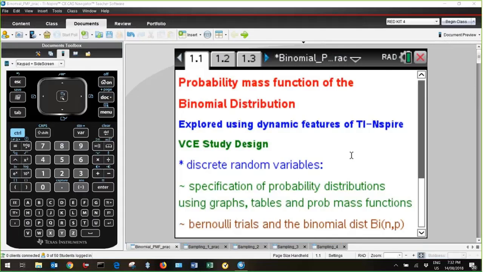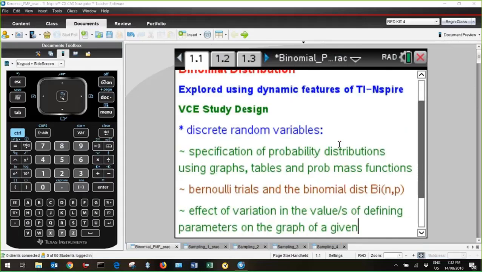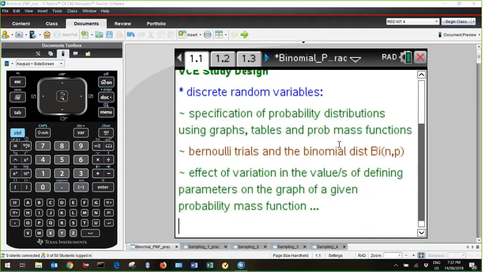I'll be talking about the probability and statistics area of study. First of all, I wanted to have a look at the probability mass function of the binomial distribution and explore it using dynamic features of TI-Nspire. Now, the VCE study design specifically talks about the effect of variation in the values of defining parameters on the graph of a given probability mass function. And that's what I'm going to explore.